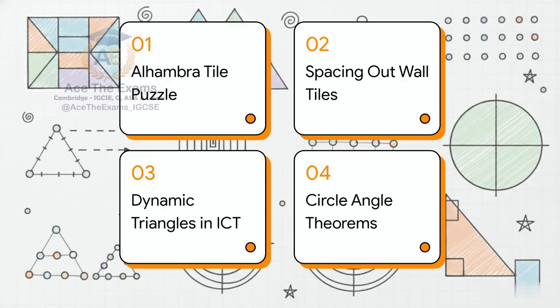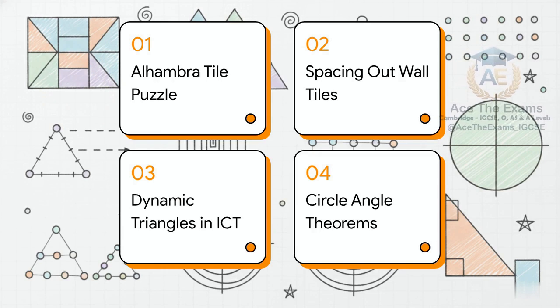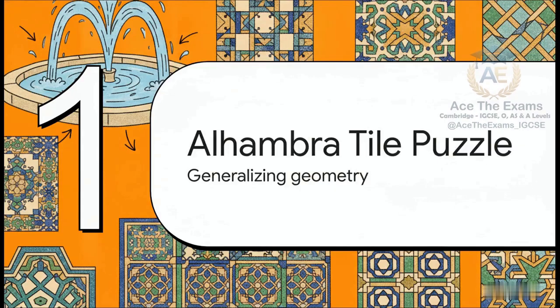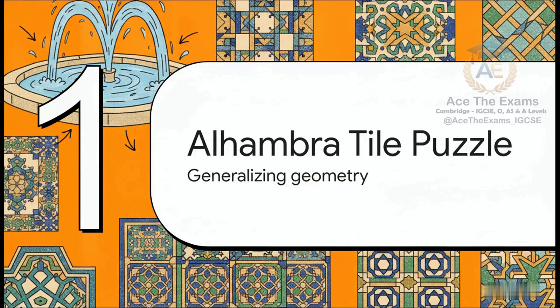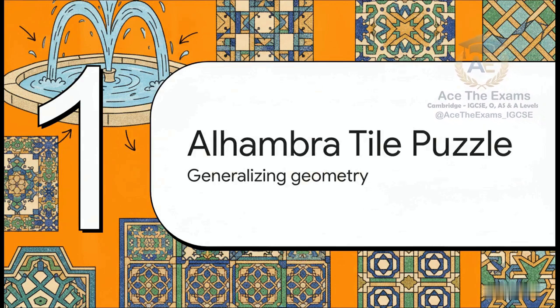Here's our roadmap for today. First, we'll tackle the Alhambra tile puzzle. Next, we'll look at spacing out wall tiles. After that, we'll dive into dynamic triangles using ICT. And finally, we'll wrap up by proving some circle angle theorems. Let's jump in. Section 1, the Alhambra tile puzzle, where we'll be generalizing physical geometry.